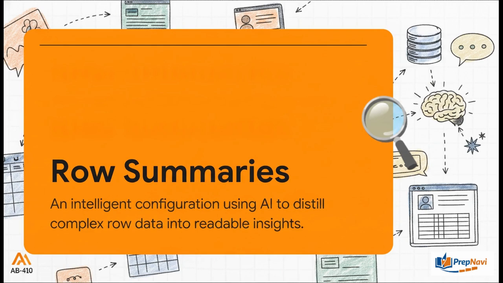Just imagine a single record with 30 different columns of sales data, notes, statuses, the whole shebang. Configuring a row summary allows AI to instantly digest all of that information and provide a quick, plain language summary for the end user. Knowing how to configure this specific capability drastically enhances the overall value of your underlying data model.